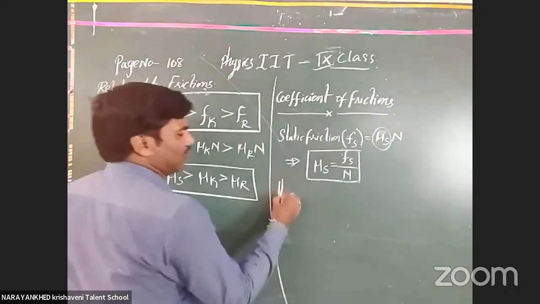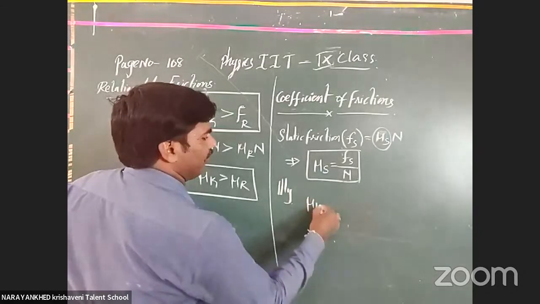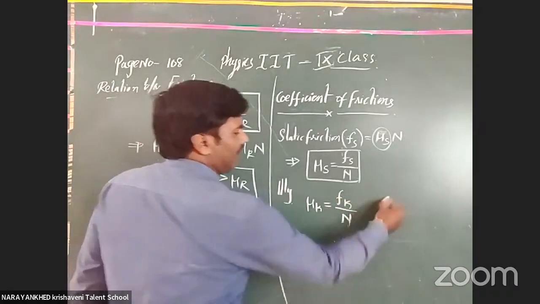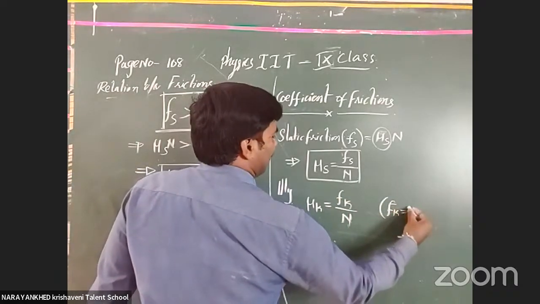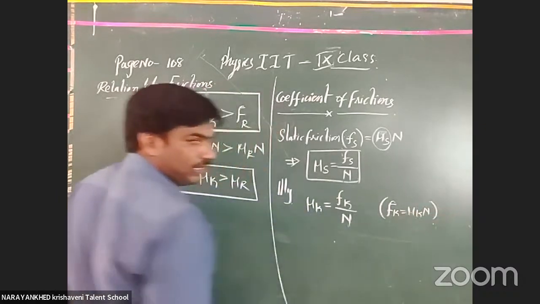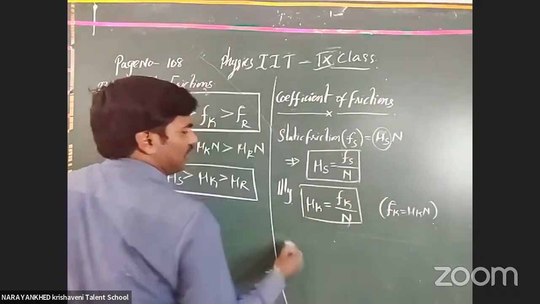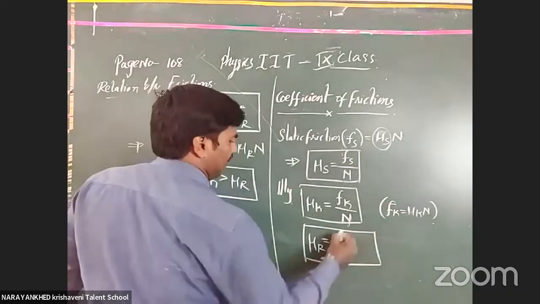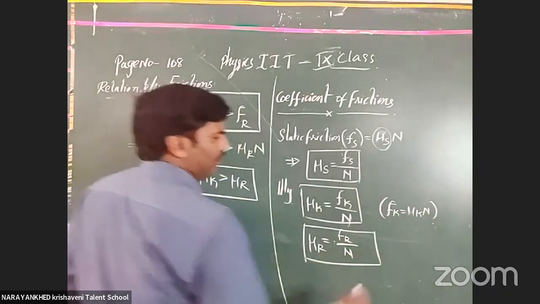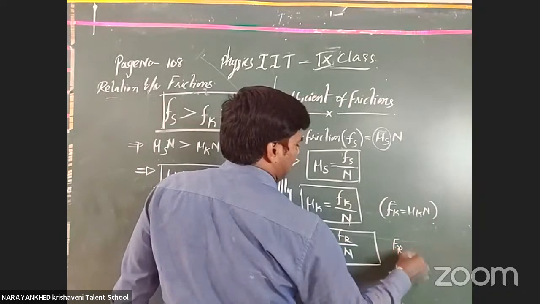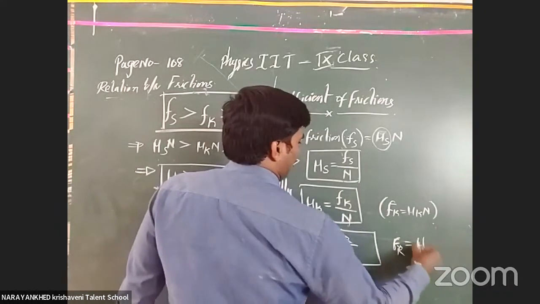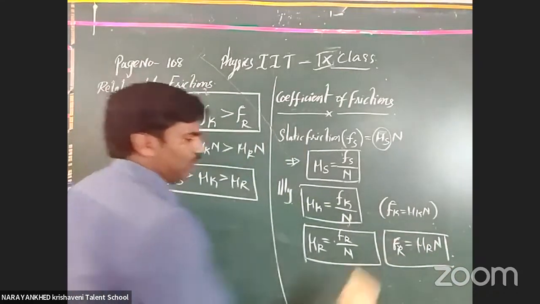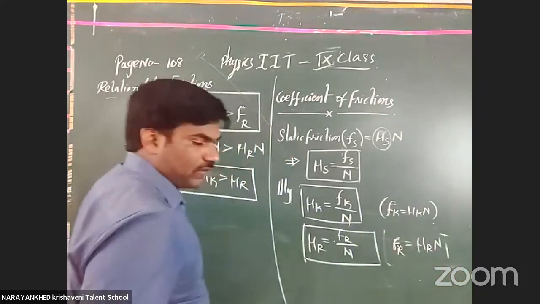Similarly, what is the mu k value? Mu k is Fk by N. Why? Because Fk is equal to mu k into N. Got it or not? And the rolling friction coefficient, mu r, is also written as Fr by N. Why? Because small fr is equal to mu r into N. Please note down all these formulas, as they are used for our further discussion.